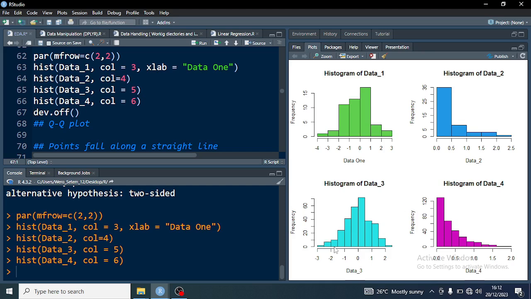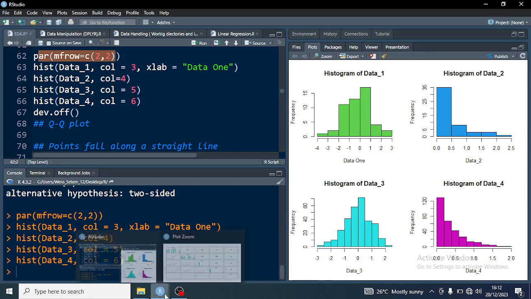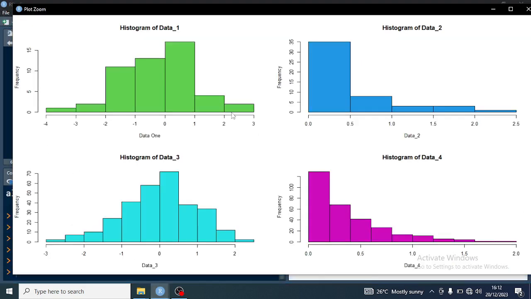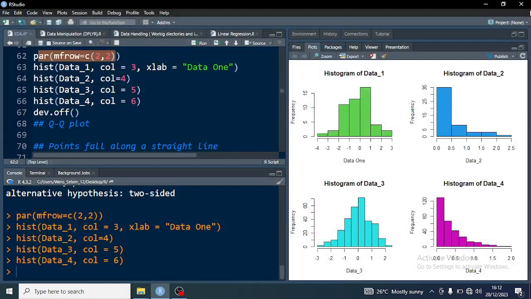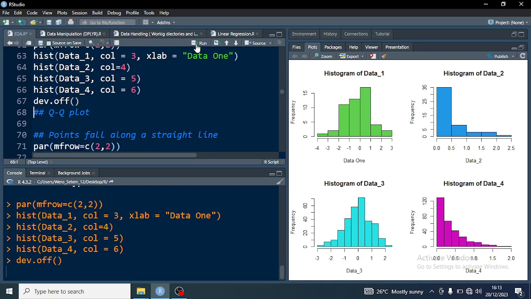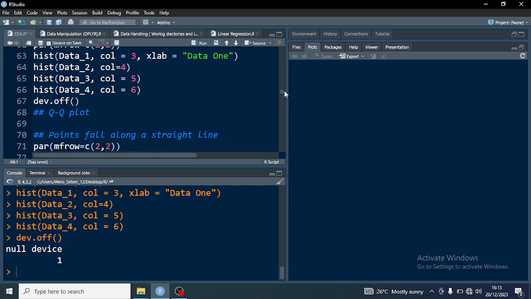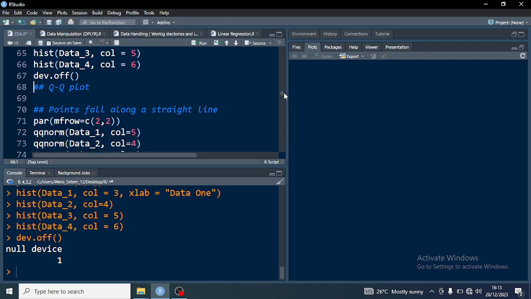So as you can see, par(mfrow) has created one window for all this visualization, and you can as well zoom it. Here it is. It has been zoomed. Then if you want to return to plotting one graph in this window, you use dev.off, and this returns you to that window. So that is the histogram to test for normality.